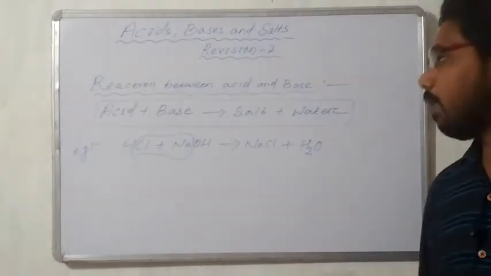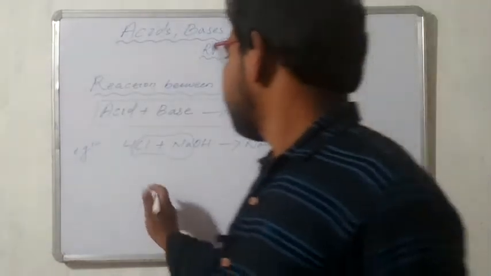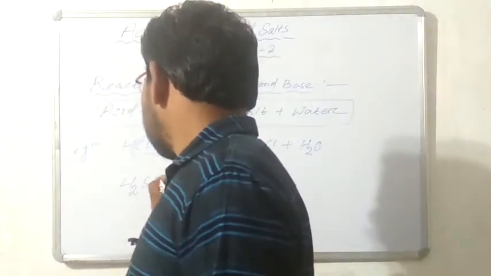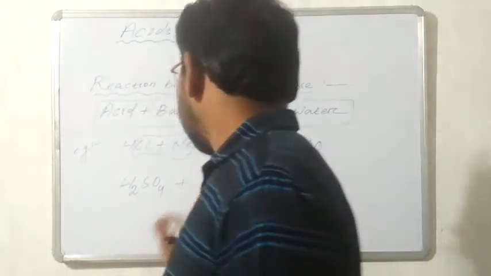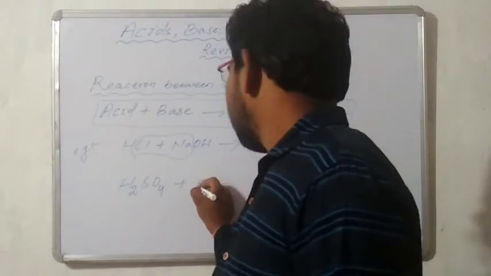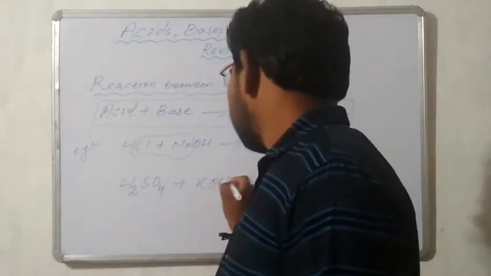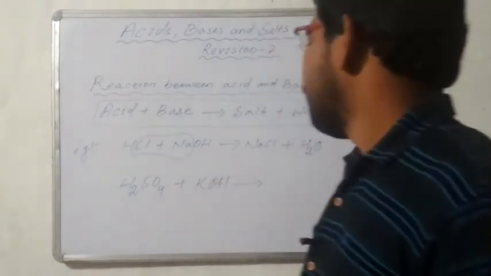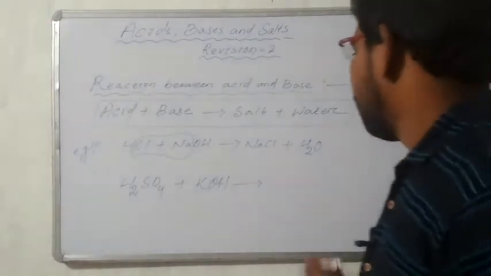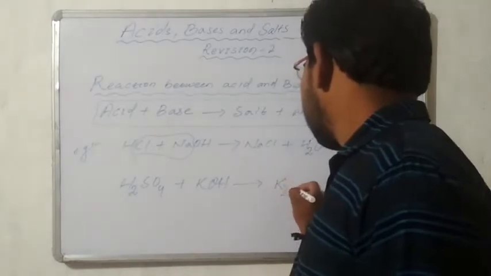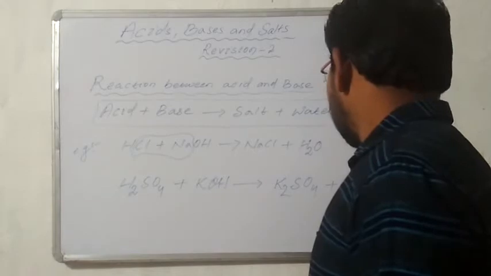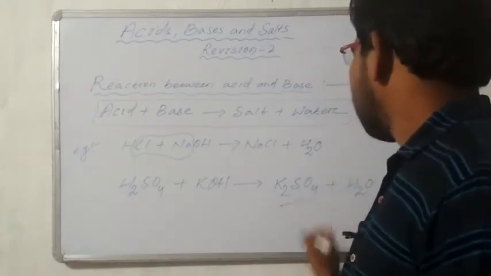Another example we have taken is H2SO4, which is also an acid. H2SO4 reacts with KOH, potassium hydroxide, which is also a base. Then which salt is formed? K2SO4, potassium sulfate, plus H2O. It is also a salt.